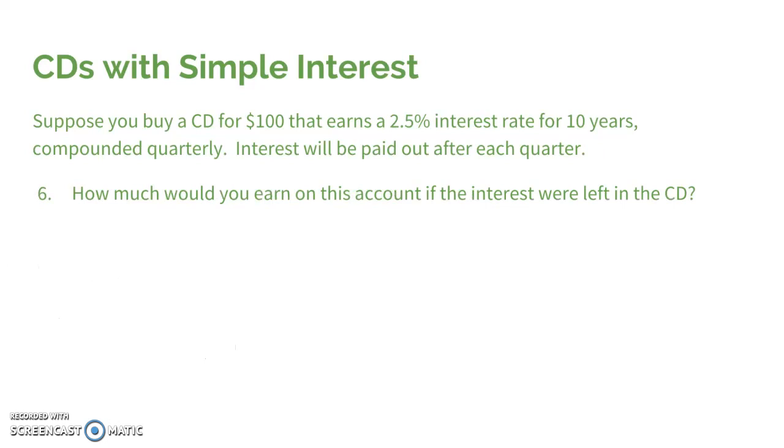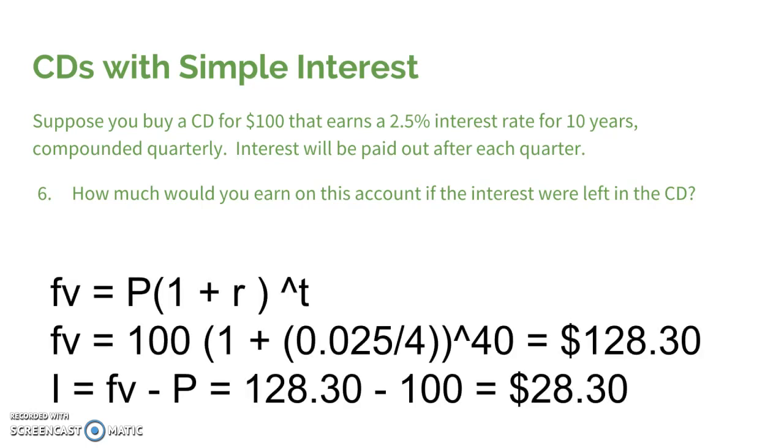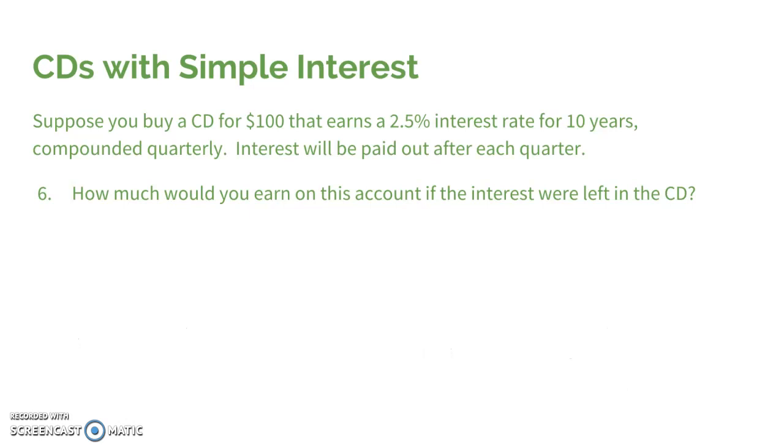Alrighty. What if we would have, instead of having the interest withdrawn each month and given to me, what if I kept the interest in the account? How much would I earn? This is similar to what we were doing at the very beginning when we were trying to find the value of the account after however many years it takes to mature. So again, we would use our compound interest formula, and we would find the amount of interest we would have earned if we left it in there, $28.30.